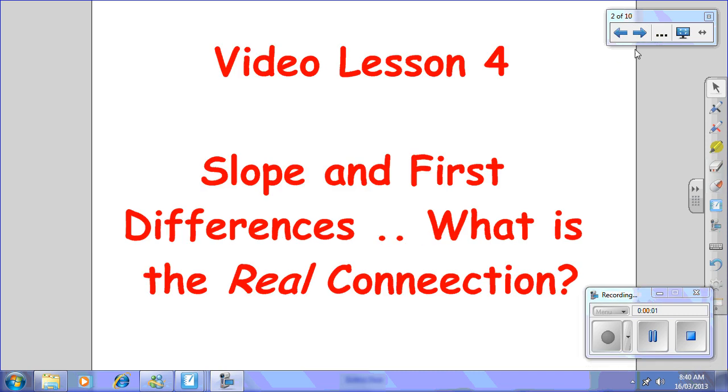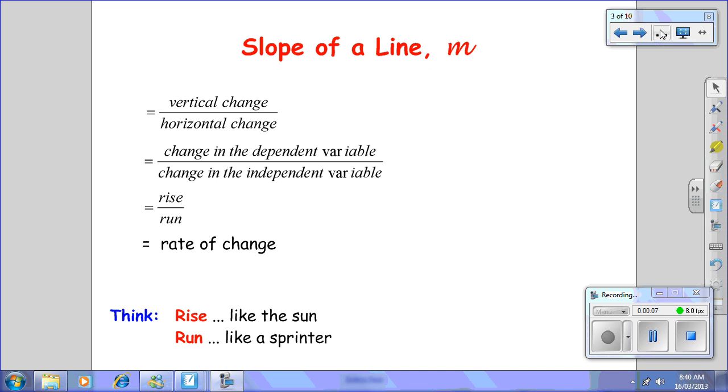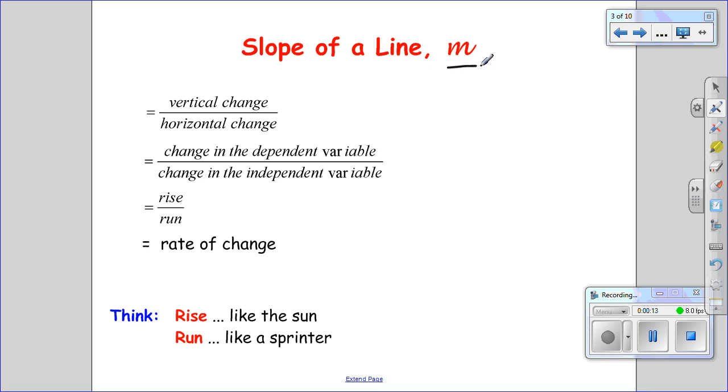Linear relations, and the real connection between slopes and first differences of linear relations. Remember that the slope of a line is represented by a lowercase m, and it represents the change in the vertical distance divided by the change in the horizontal distance, or the change in the dependent variable divided by the change in the independent variable.